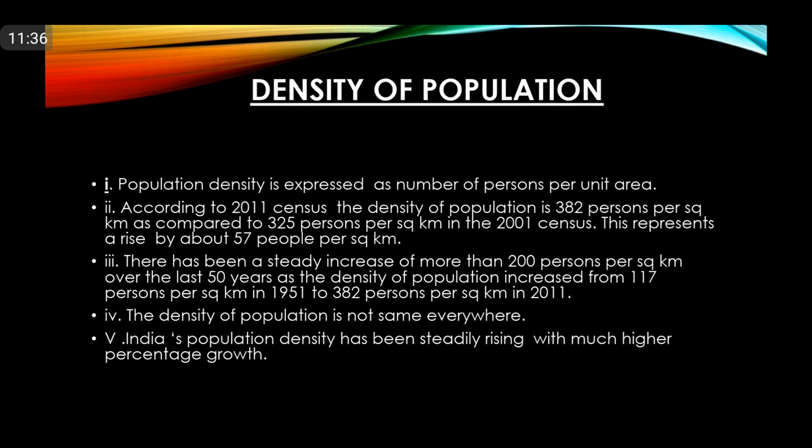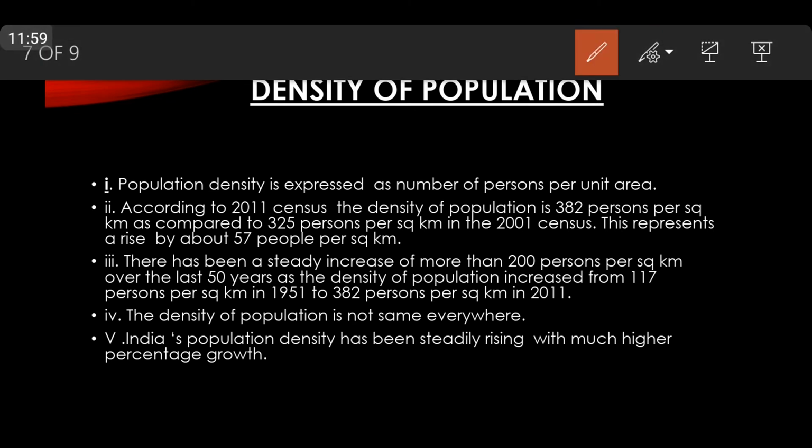Now let us move to another topic, the density of population. What is density of population? Density of population is expressed as the number of persons per unit area. Why is it so? Because it helps in getting a better understanding of the spatial distribution of population in relation to land.